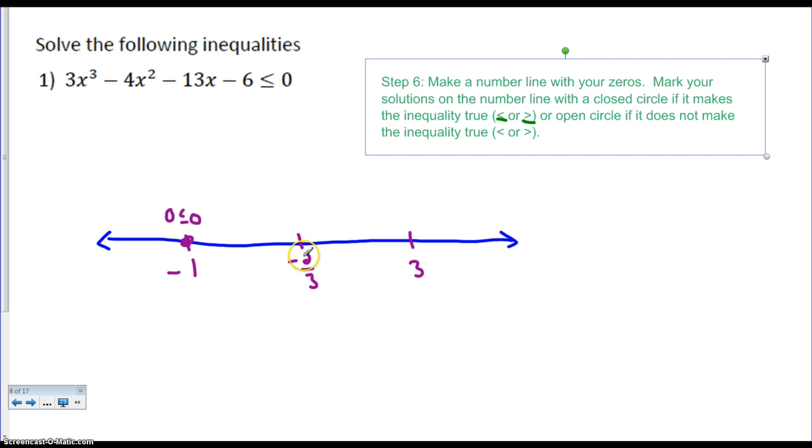If I plug negative 2/3 into here, I know that's going to get me 0. Is 0 less than or equal to 0? Yes. So I'm going to put a closed circle there. And then I'm going to plug 3 in. When I plug 3 in, I get 0 is less than or equal to 0, so that's a solution. Now this is the next thing: open circles if it does not make it true. Like if these were just less than or greater than, those are not true, so I'm going to put an open circle for those solutions.